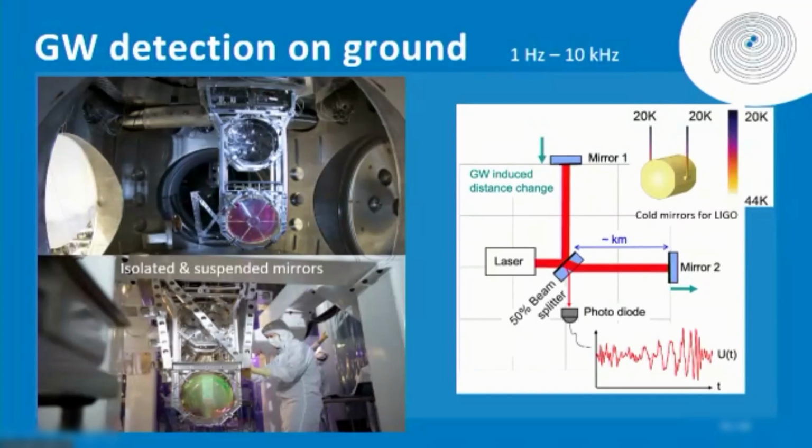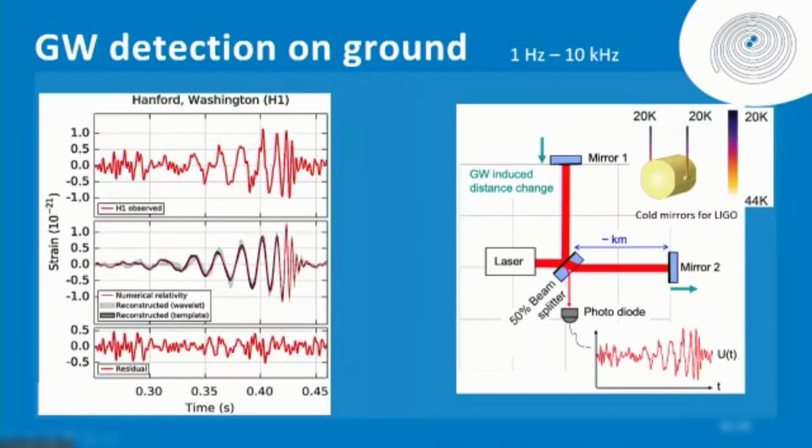Okay? How do you reach that? Well, you have to get rid of any possible noise in your system. You have to reflect the laser light in these 2 interferometer arms on mirrors, which are then suspended and completely isolated from the background, from the surroundings.